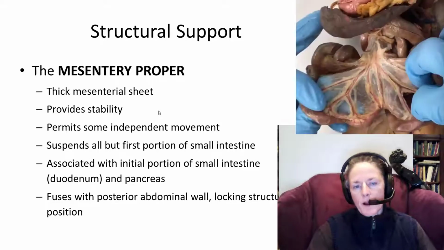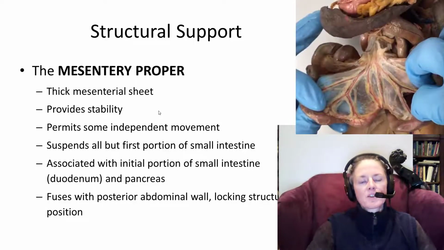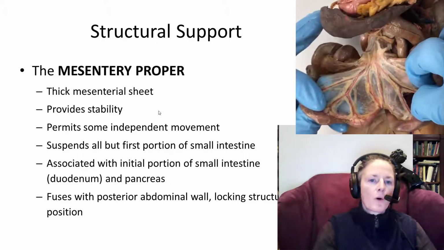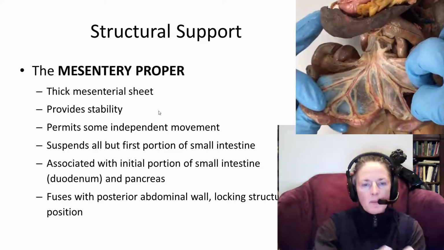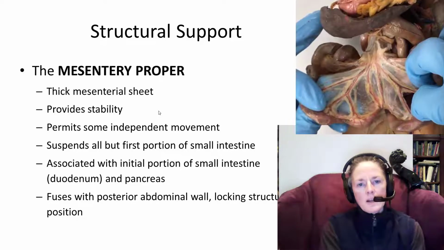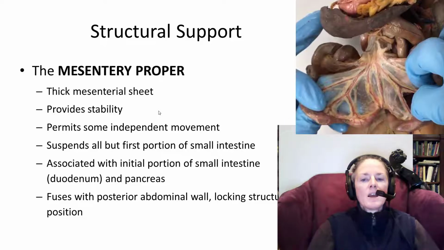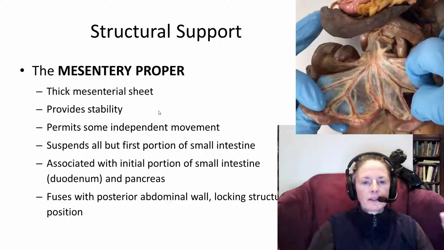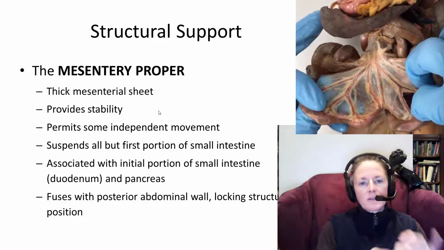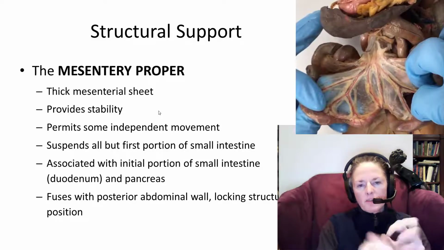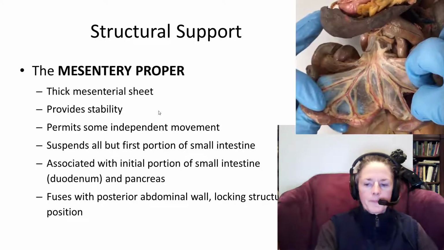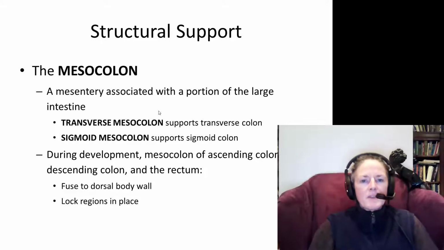All right, the mesentery proper. This is that thick sheet. It's a double layer serous membrane, double layer peritoneum that has folded around the small intestine, the tube of the small intestine, and doubled back on itself and created this sheet that when you open it up, you can see some blood vessels and lymphatics running through it. And so this is going to be very important for keeping the small intestine from getting entangled on itself.